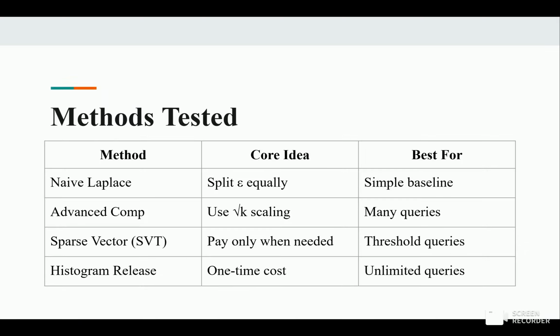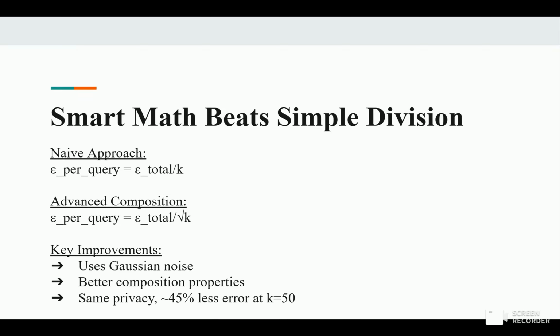I use four approaches to this. First is naive Laplace, which is our baseline that splits epsilon equally. Second is advanced composition, which uses square root of k scaling instead of k. Third, the sparse vector technique that only pays privacy costs when needed. And the last one is histogram release, which pays a one-time cost to answer unlimited queries.